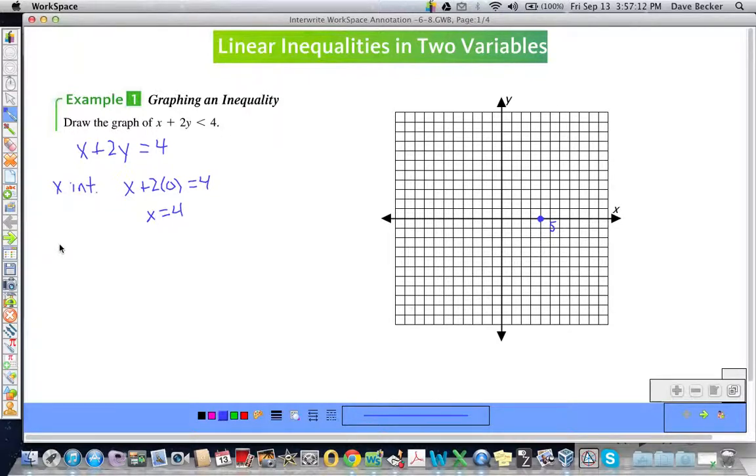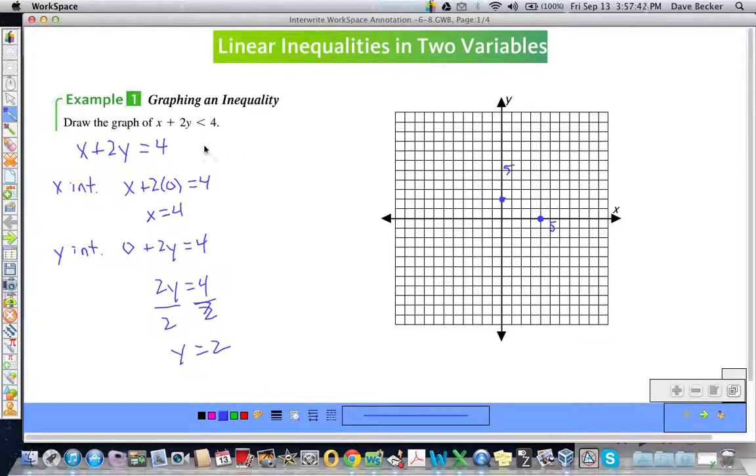For the y-intercept, I'm going to let x equal 0, so I'd have 0 plus 2y equals 4. 2y equals 4. Divide both sides by 2, and y is equal to 2. So along the y-axis, 1, 2, label my graphs. And now we're going to draw a line through those 2 points.